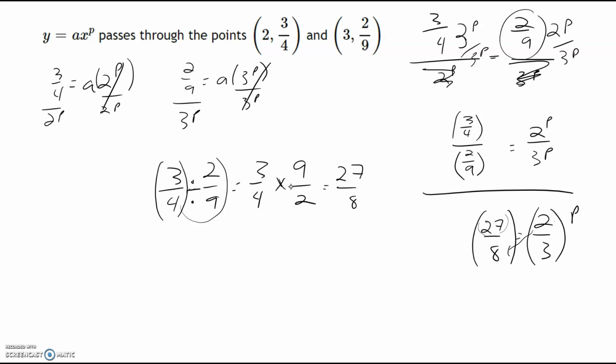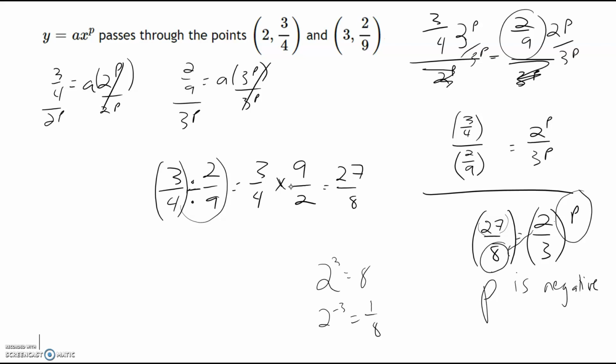So what happens? How do I raise 2 to a power and get a number in the denominator? It would have to be negative. So at this point we say, well, wait a minute, p has to be negative. Again, it's a little trial and error, but 2 to the third is 8, which means 2 to the negative third is 1/8, which puts the 8 in the bottom, which is what I want.